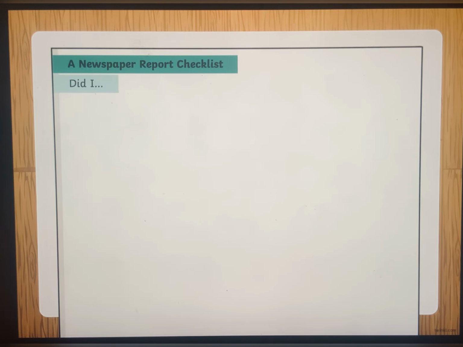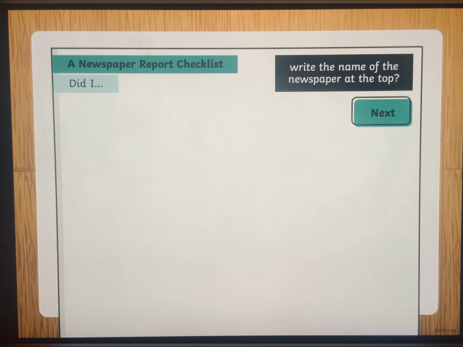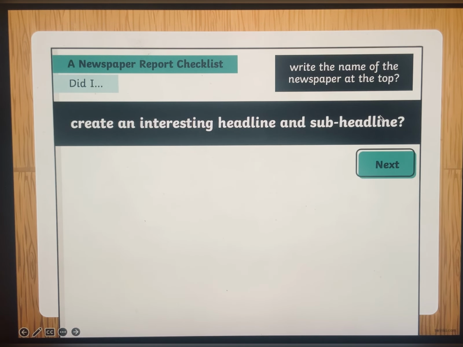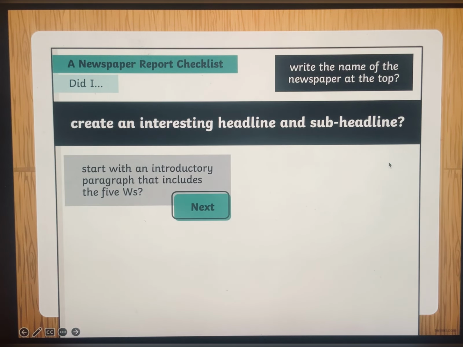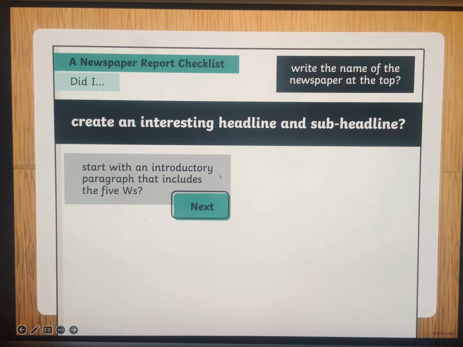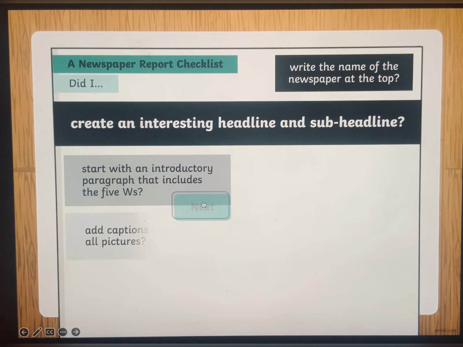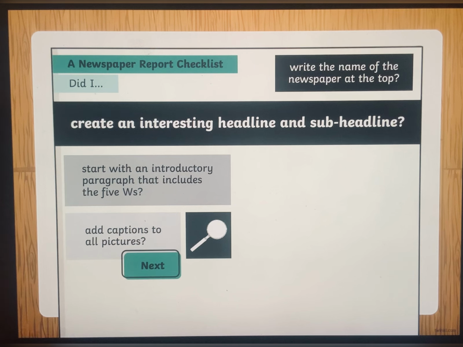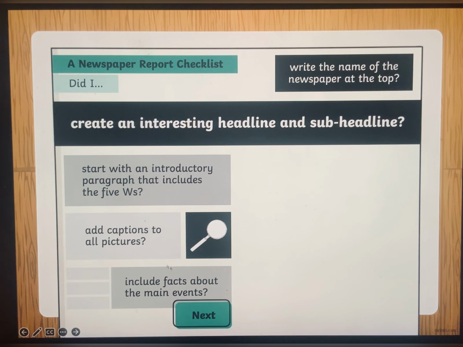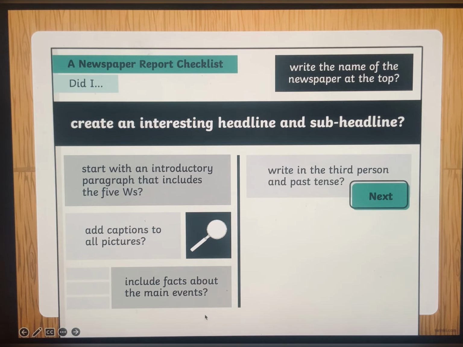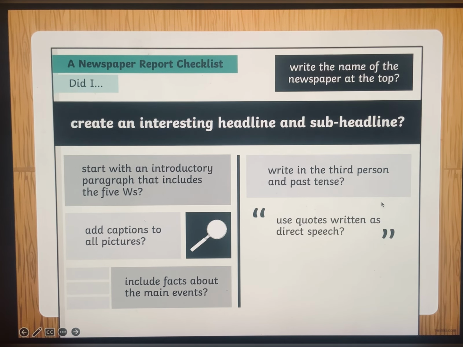So, a newspaper report checklist. Okay. Now you're going to check. Did I write the name of the newspaper at the top? Check. Create an interesting headline and sub-headline. Let's check that. So that is a check. Start with an introductory paragraph which includes my 5 W's. Have you checked? You can pause in case the video is faster for you. Add captions to all pictures. Check. Include facts about the main events. Check. Write in third person and past tense. Please check. Use quotes written as direct speech. Check.